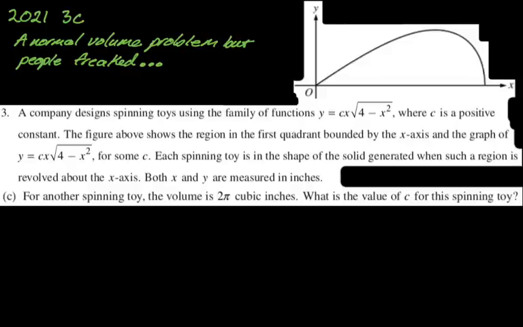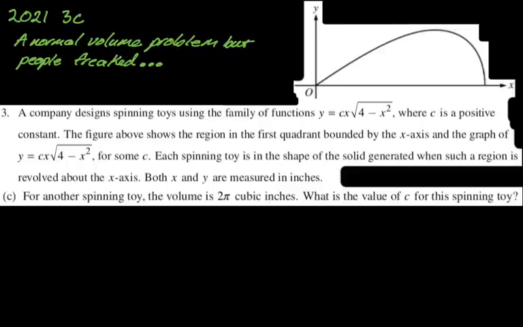I think this was a normal volume problem, but let me tell you, everybody freaked out about this. This was the one that everybody talked about. So a company designs a spinning toy. Y is cx square root of 4 minus x squared, which is kind of weird, but in most of the parts, they just told you what to do with c. Let c be this, let c be this, solve whatever.